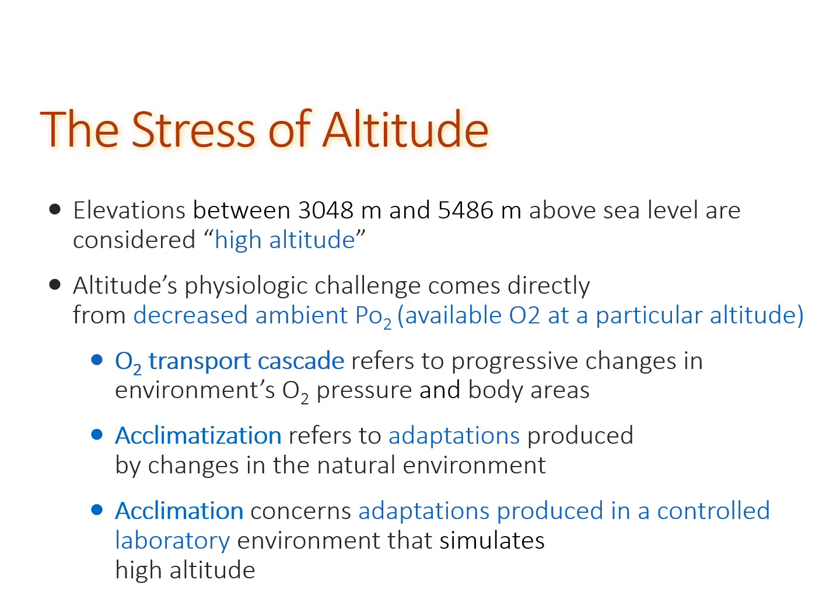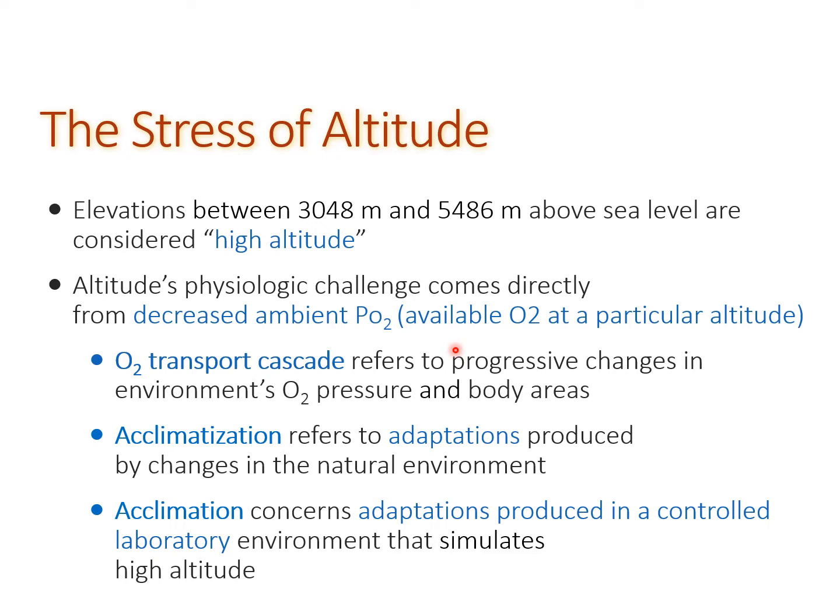So we are going to start with the stress of altitude. Now, we need to define what high altitude is, and high altitude can vary anywhere between about 3,000 and 5,500 meters above sea level. Now, why does altitude get more challenging when it comes to training? Well, it's because of the direct decrease in ambient pressure of oxygen. So it's actually the amount of oxygen that's available at a particular altitude.